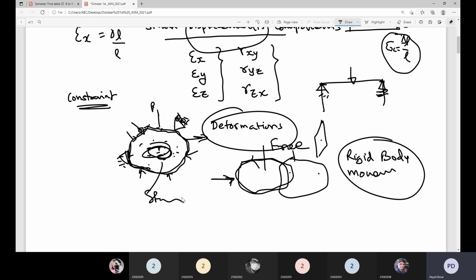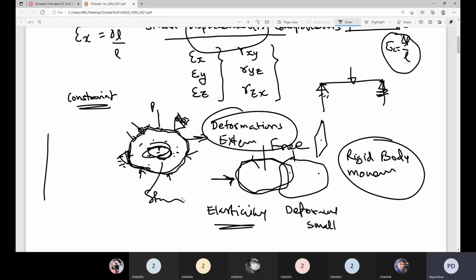But how much deformation is allowed with respect to the external load? In elasticity theory, which we are learning, deformations are small. These are small deflections. This is called small deflection theory, where the deflection is always very small as compared to the applied loading condition.